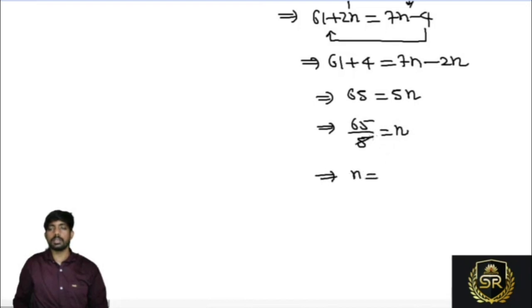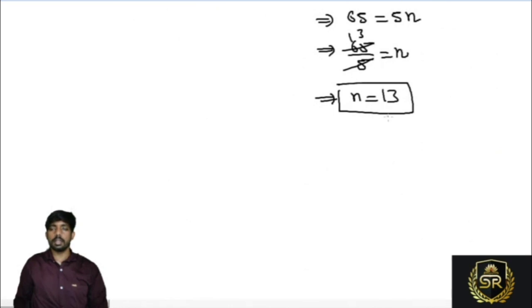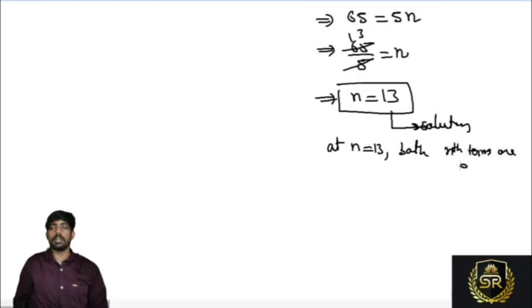So n is equal to 13, since 5 threes are 15, so 5 times 13 is 65. For what value of n both nth terms are equal? For n equal to 13, both nth terms are equal. Okay, that's all. This is the solution.